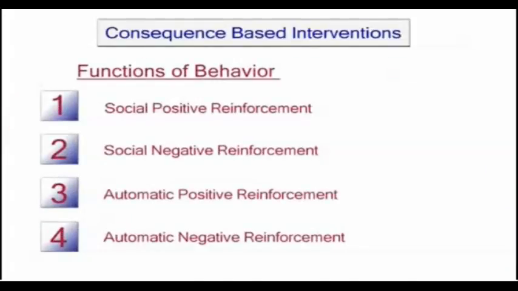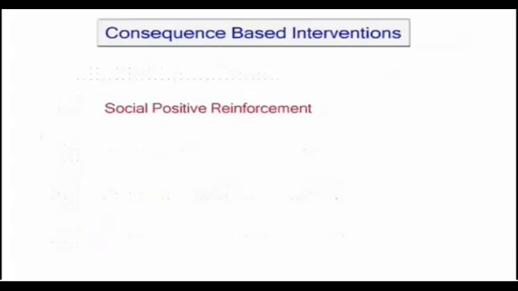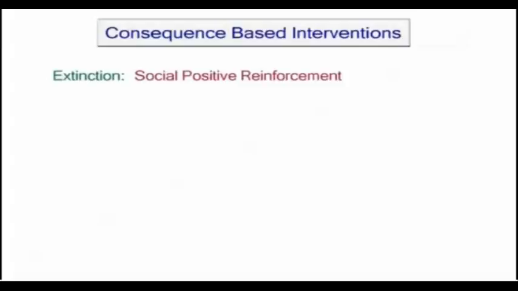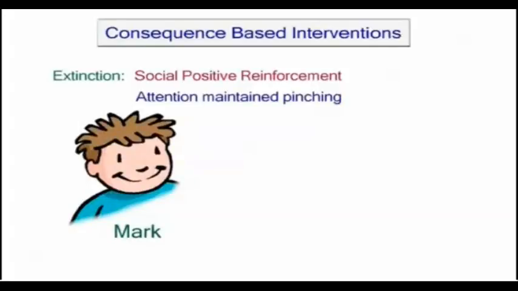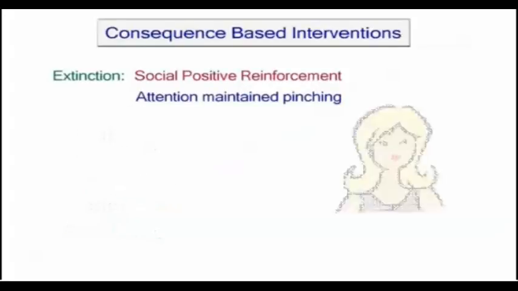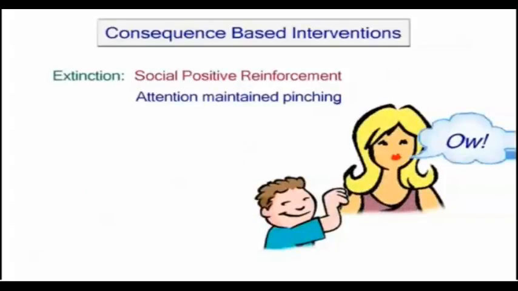We will now look at how extinction is applied for each of the 4 functions of behavior, starting with socially mediated positive reinforcement. Let's consider an example of extinction to decrease Mark's attention-maintained pinching. When Mark pinches his therapist, she yells, "Ow!" and tells Mark not to pinch.